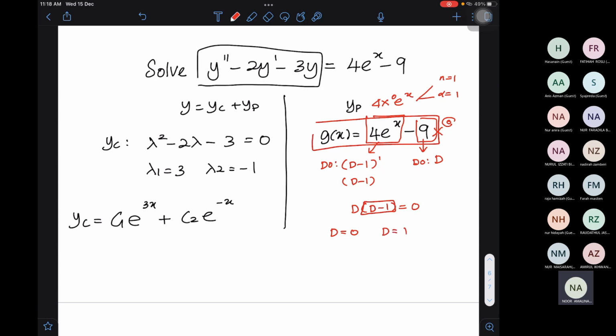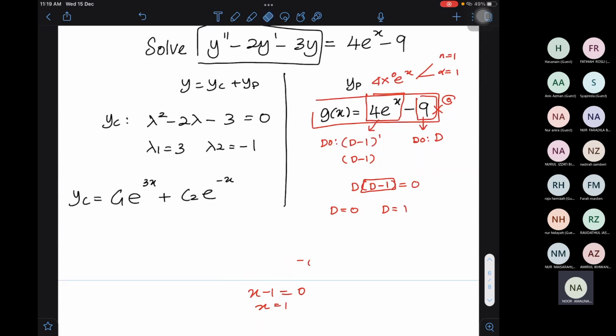Dekat sini boleh ke di factorization ni? Boleh. Dia sama je kalau macam kita ada x (x minus 1) equal to 0. So x yang pertama equal to 0. x yang kedua ni, x minus 1 equal to 0. So x equal to 1. Macam itulah factorization. Sama je. So now kita dah dapat D equal to 0, D equal to 1.